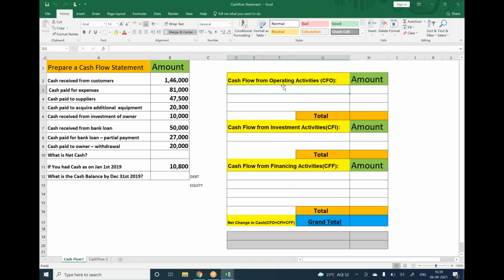Let us see. Cash received from customer is CFO. Cash paid to expenses, suppliers is also CFO. So I think everything is in line, but I can copy that one by one. Okay, and 1,46,000, 81,000, and 47,500. You add up everything, you get 2,74,500. Is it correct?